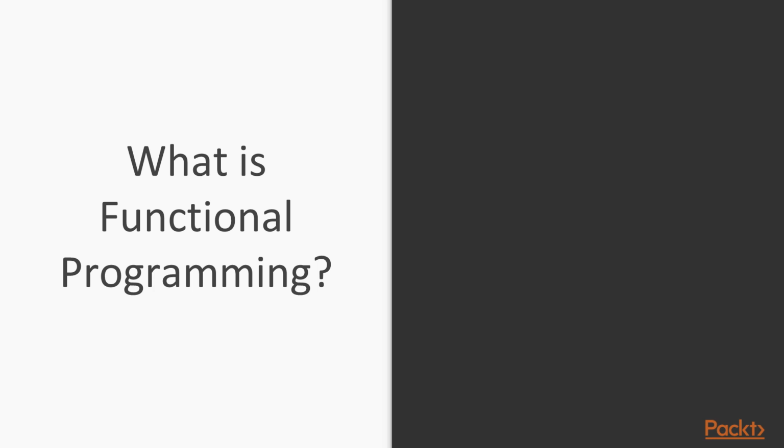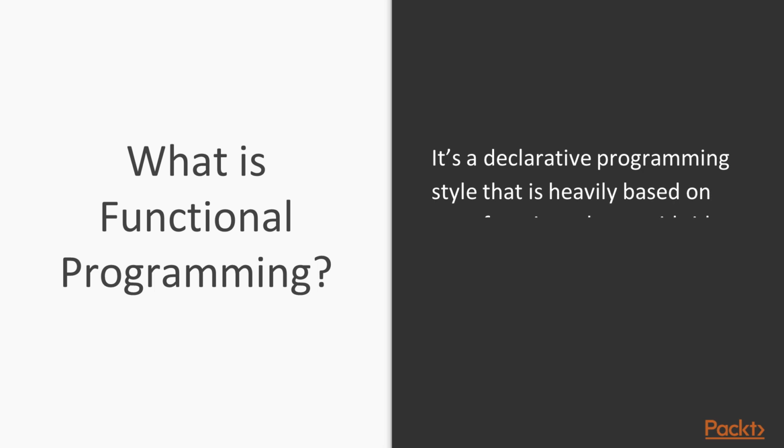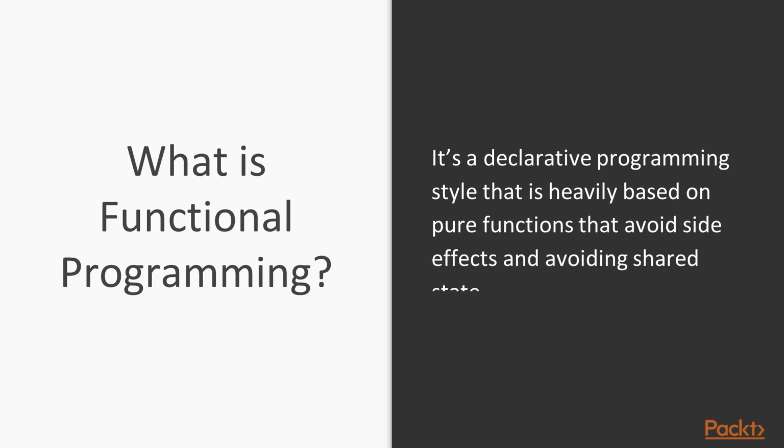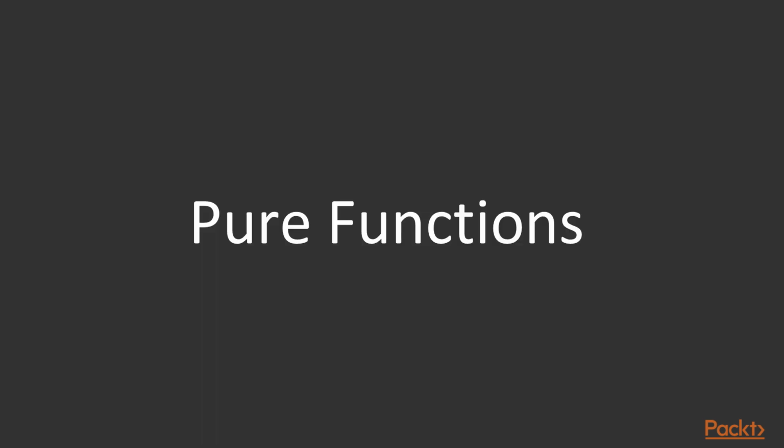Functional programming is a declarative style of programming that has three major principles: pure functions, avoiding side effects, and avoiding shared state. Let's examine those three in isolation. Let's begin with pure functions.